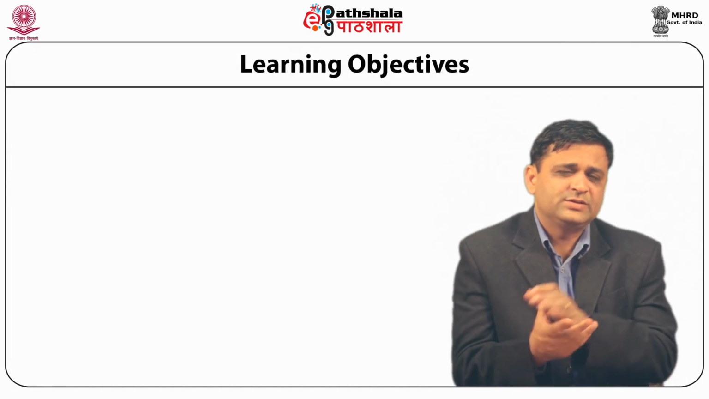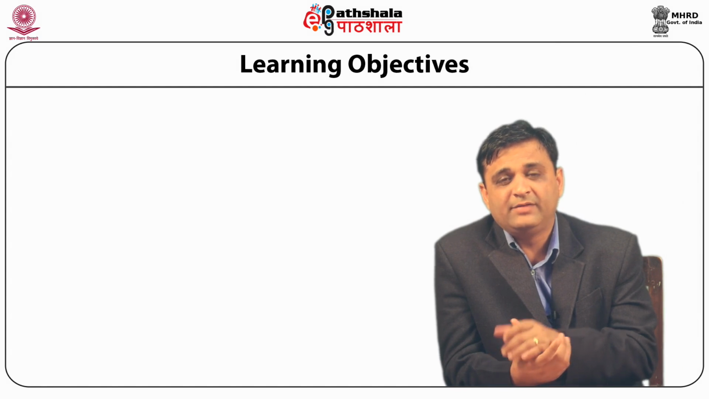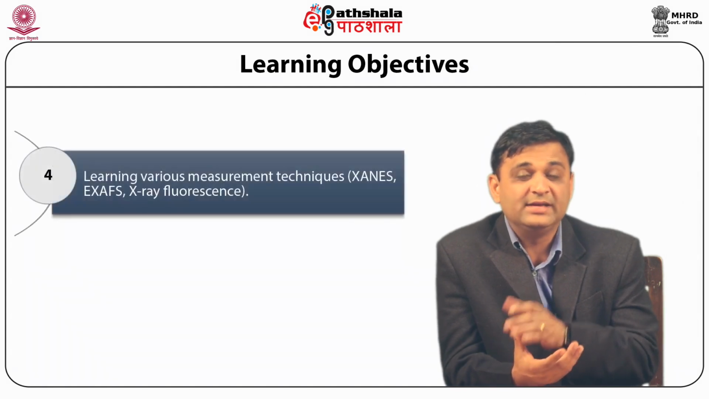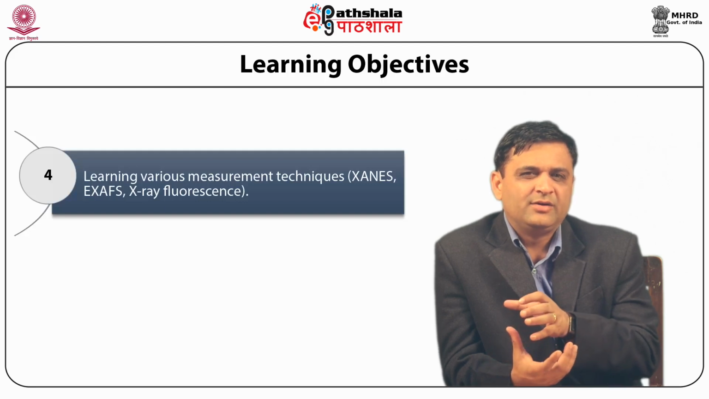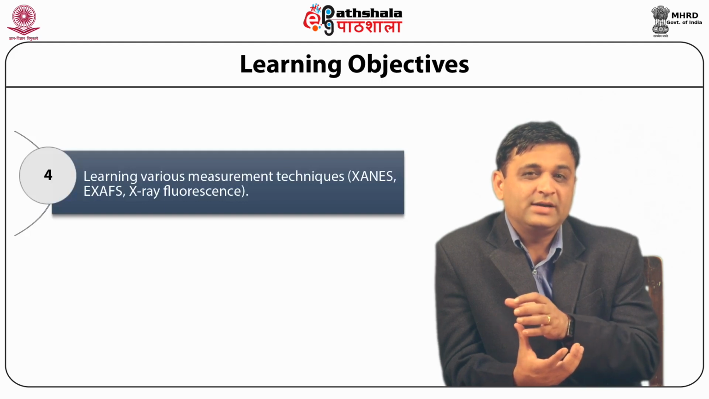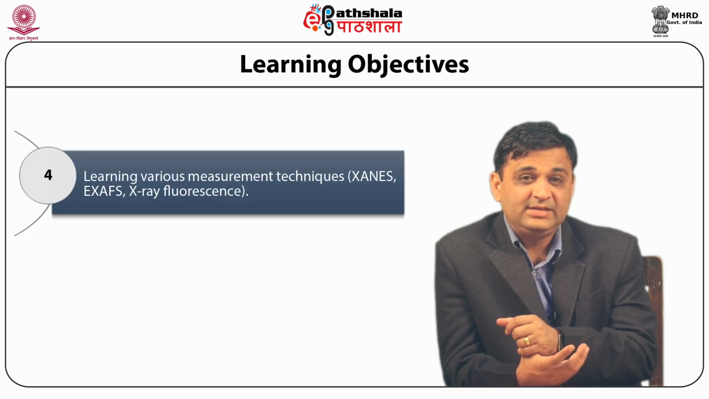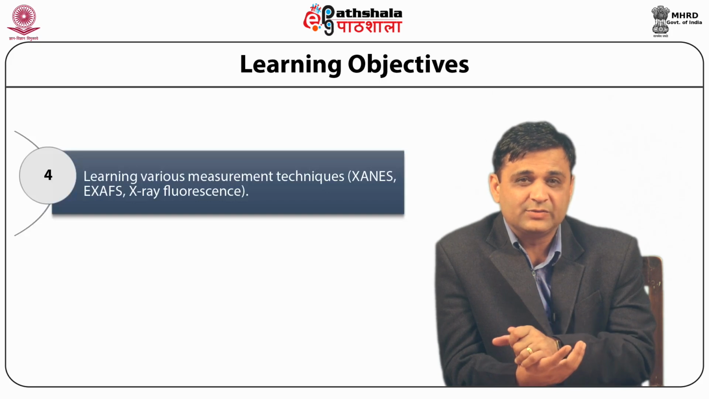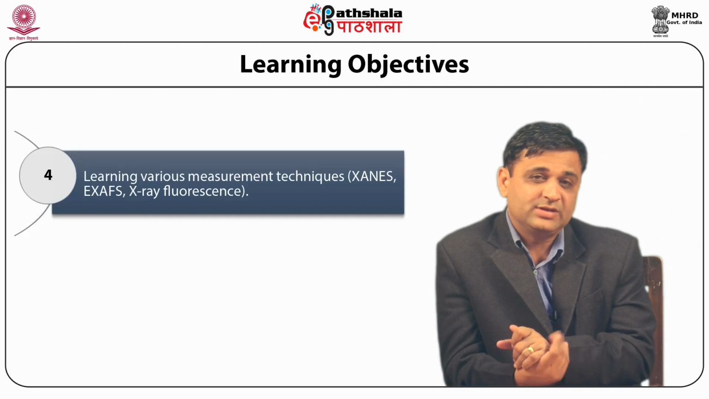Now all these processes have finally developed into some well-known experimental techniques, and these techniques are used for identifying and understanding the chemical nature of materials. Some of the techniques are XANES, EXAFS, and X-ray fluorescence spectroscopy. So we will differentiate between them. These are the learning objectives of this module.